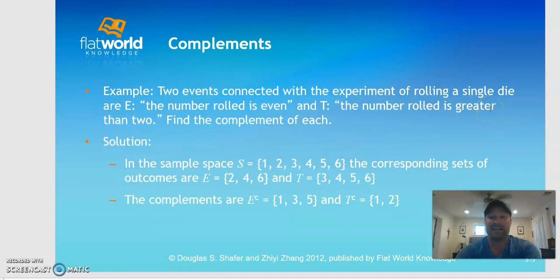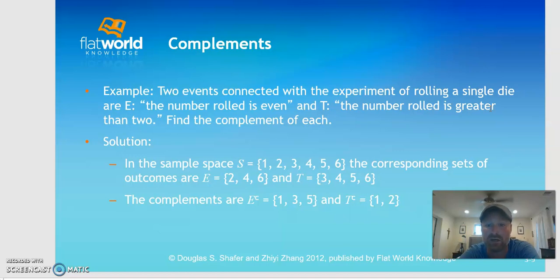The two events connected with the experiment of rolling a single die are E, the number rolled is even, and T, the number rolled is greater than 2. Find the complement of each. So here's the solution. The sample space when you're rolling a die is that you can roll either a 1, 2, 3, 4, 5, or 6. So there's 6 possibilities.